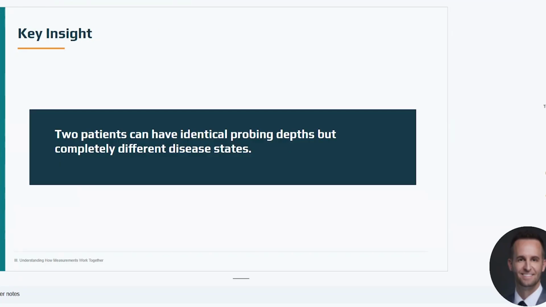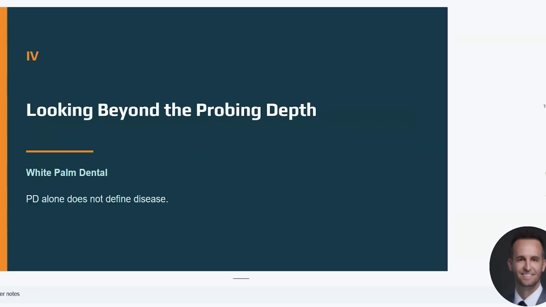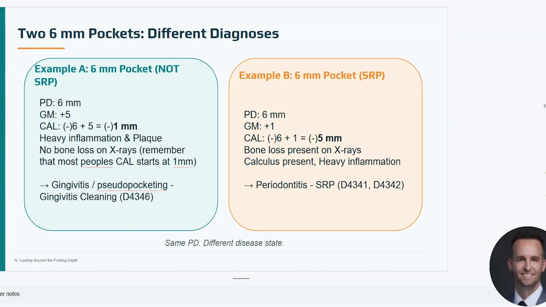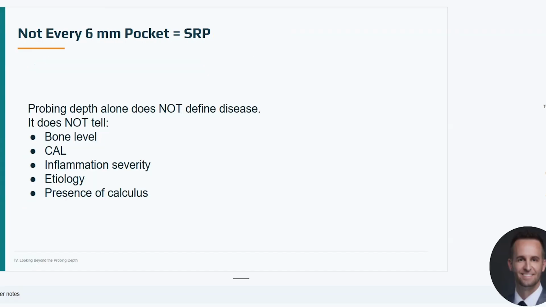So one thing to point out is that two patients can have identical probing depths, but have completely different disease states. I'd like to show you two examples of this. Not every 6 millimeter pocket is SRP, for example.